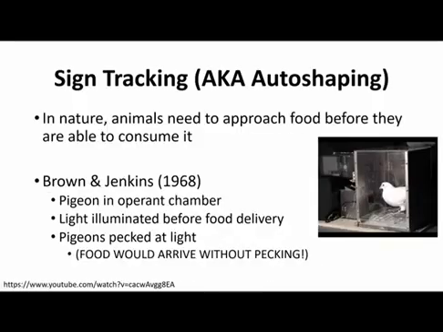The next paradigm that we want to talk about is called sign tracking, sometimes also called auto-shaping. So if you think back to our conversation about sequences of behavior, we had talked about squirrels trying to find food, and before they can consume a nut, they would have to approach an appropriate tree and climb that tree and search within that tree to find the right nut. So those sequences of behavior are pretty standard in nature. So animals need to approach food before they are able to consume it.